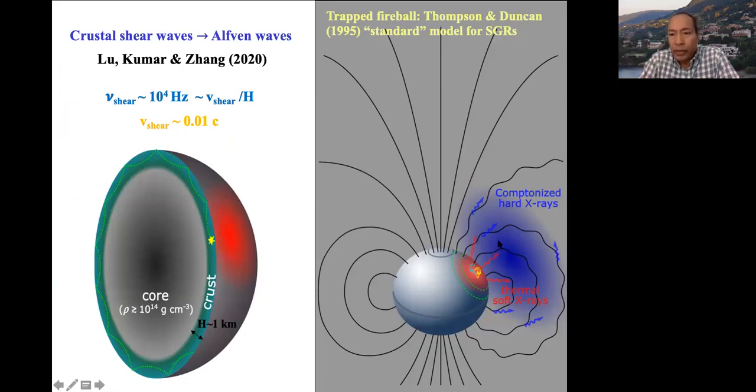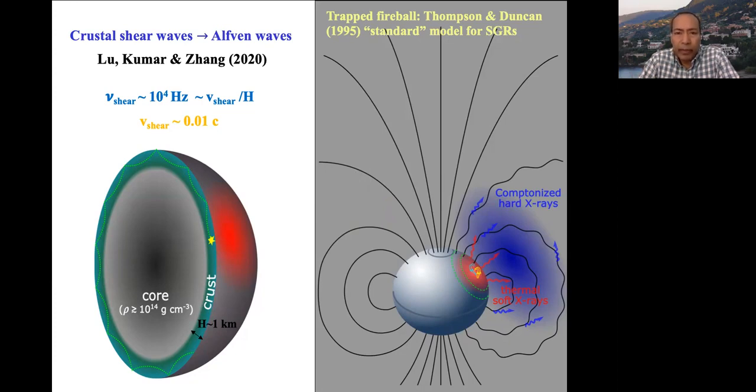So these field lines are shook up. That's called Alfvén wave. So these Alfvén waves propagate. And in the closed field line regions, the energy is dissipated and produces X-rays and gamma rays. That's the standard model for the soft gamma ray repeaters.